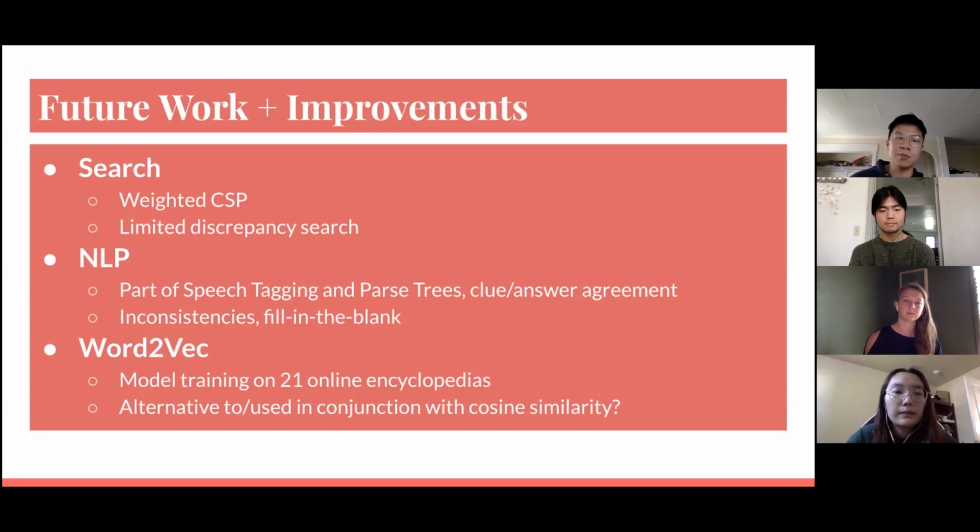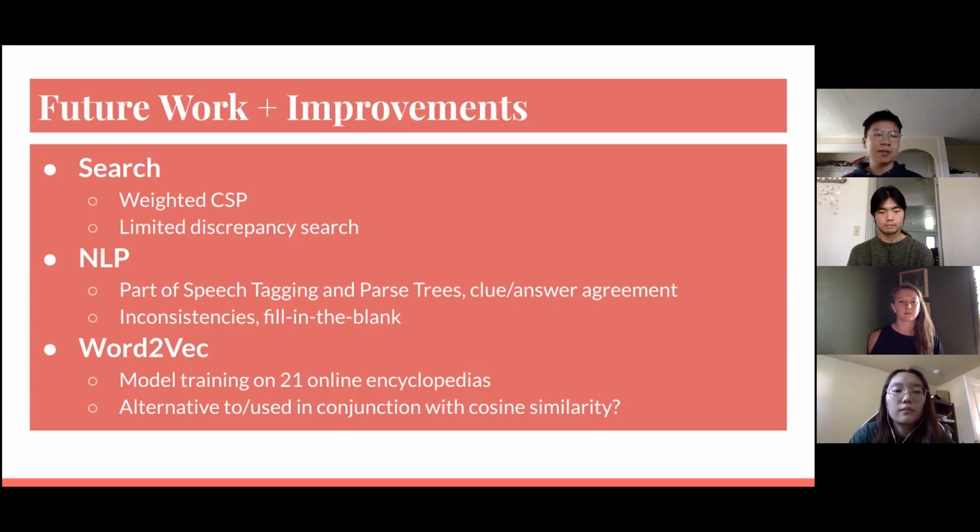What does that mean? It means that we can assign different values to different kinds of constraints in our problems, so that we can better figure out the score of the orders of the variables that we're going to assign the values on.